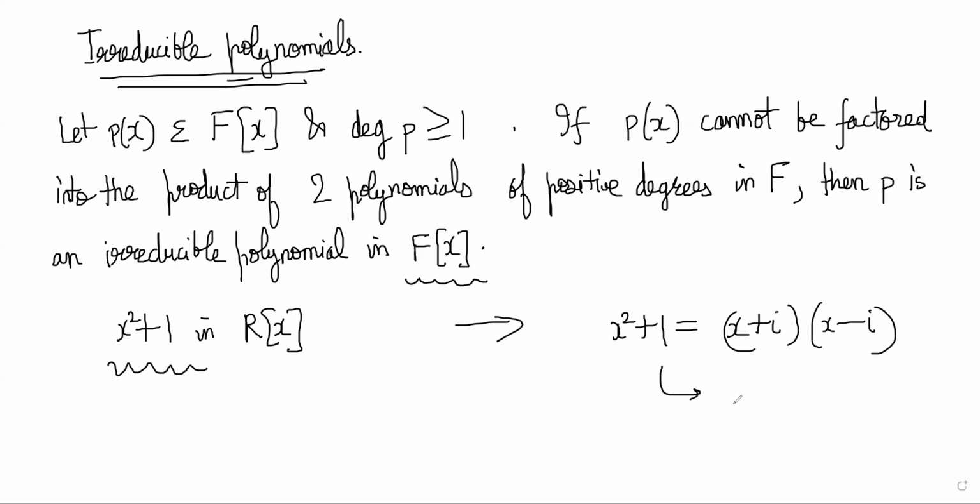When you change the set to C of X, the set of complex numbers, X square plus 1 is not irreducible. It is irreducible in the set R of X, but not irreducible in the set C of X. So if you change the set, the irreducibility criteria might change, right, for a particular polynomial. Okay, let's look at the property, this one.